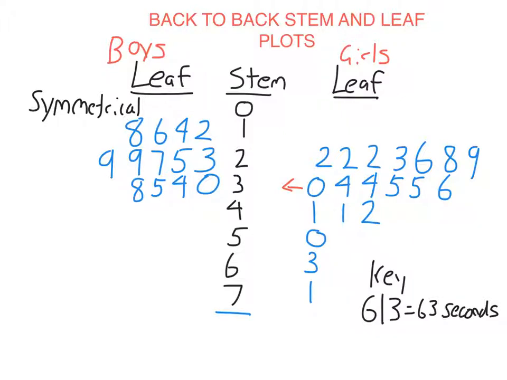If you do the same for girls, you would see that there are a larger number of low scores, and then the scores kind of taper off. Remember, if there are more lower scores, we say that it's positively skewed. Even though we're talking about a race, and a lower score is better because it means less time, the scores here are still lower. So it's still positively skewed.